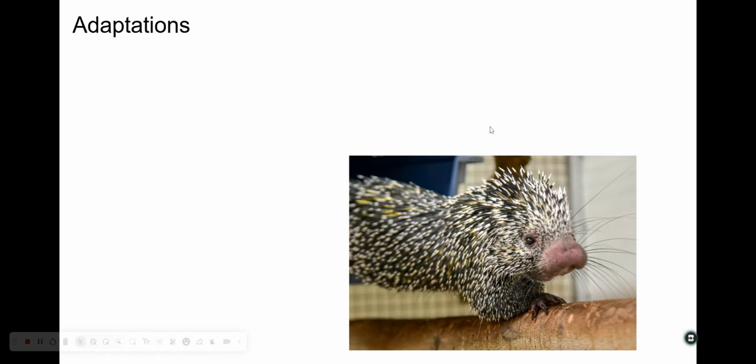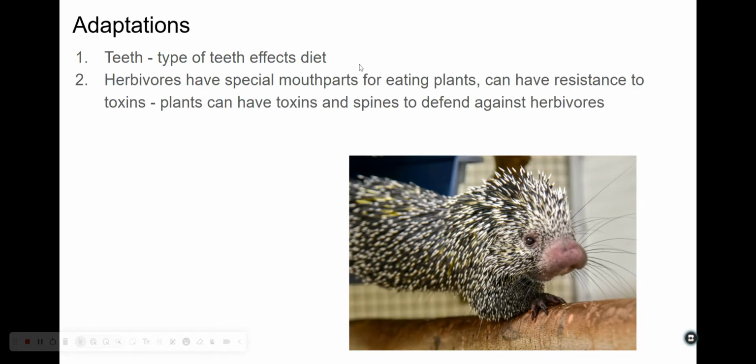All right, adaptations. What do we have there? If you said porcupine, you're pretty close. This is a prehensile-tailed porcupine, a relative of the North American porcupine. The type of teeth an animal has affects its diet. And then herbivores versus plants: herbivores can have special mouth parts, like leafcutter ants, for eating plants. They can also have resistance to the toxins that the plants create.